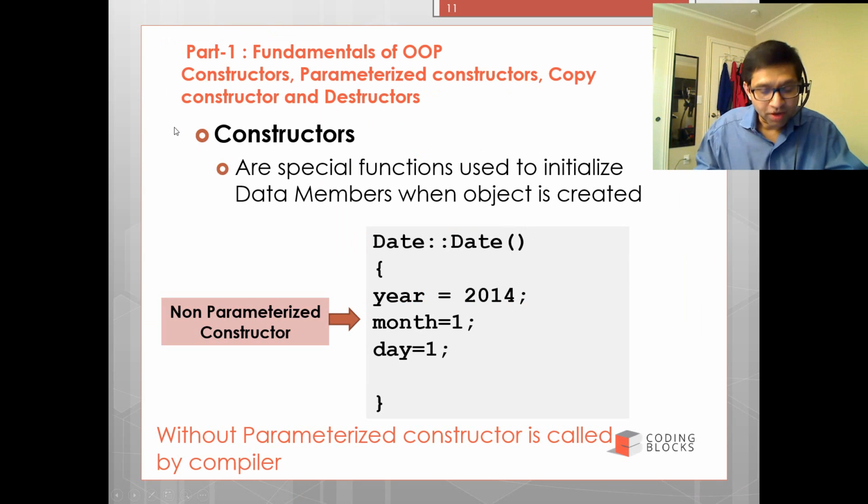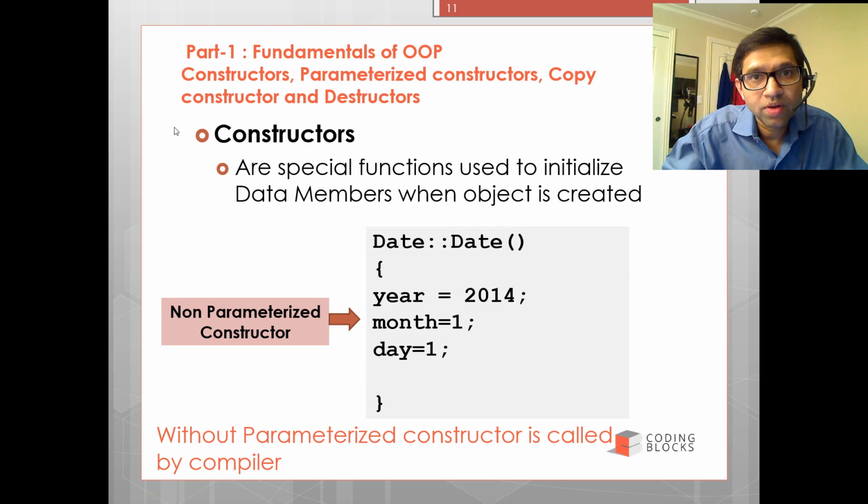So in this part of the class, we'll discuss constructors. Constructors are always associated with classes. When you instantiate a class, when you create an object of a class, the constructor is called. Basically, a constructor is a special function which is called when an object is created, or we can say when the class is instantiated, right?